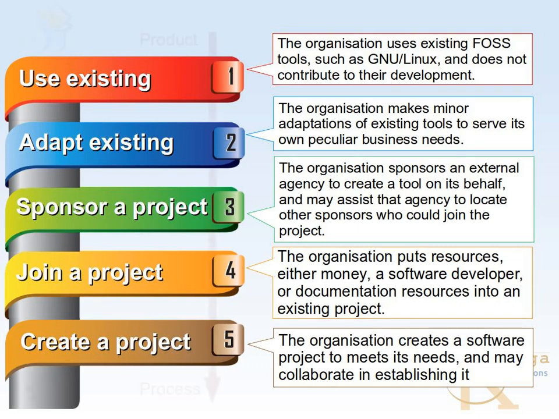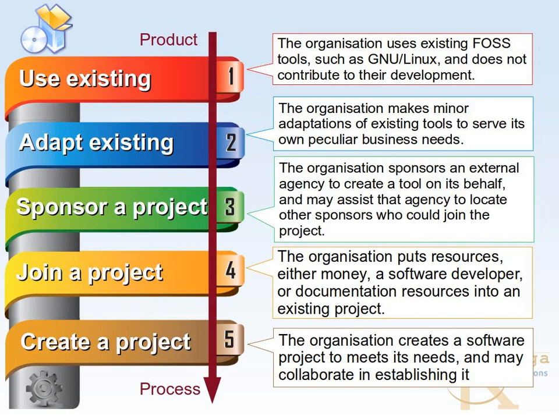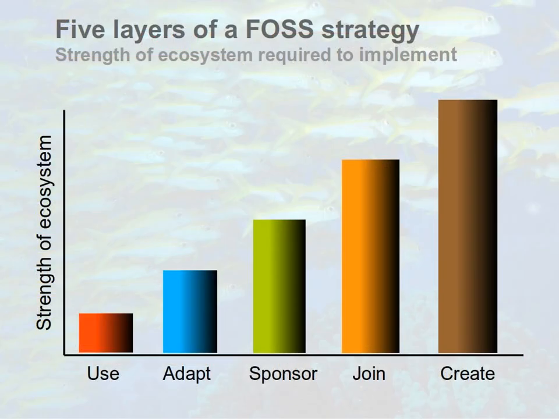So if you look at this scale, then you're going from product to process. Creating a project is the process, but at the bottom of the scale is a focus on using products. And you can think of an organization as being mature in its approach to FOSS if it cuts across all of these, unless of course it's a small SMME or something like that. Certainly for government. Now you can think of each of those layers, use, adapt, sponsor, join, or create, and you can think of how strong your free and open source software ecosystem needs to be in order to participate at that level. It's easy for people to participate at the use level.